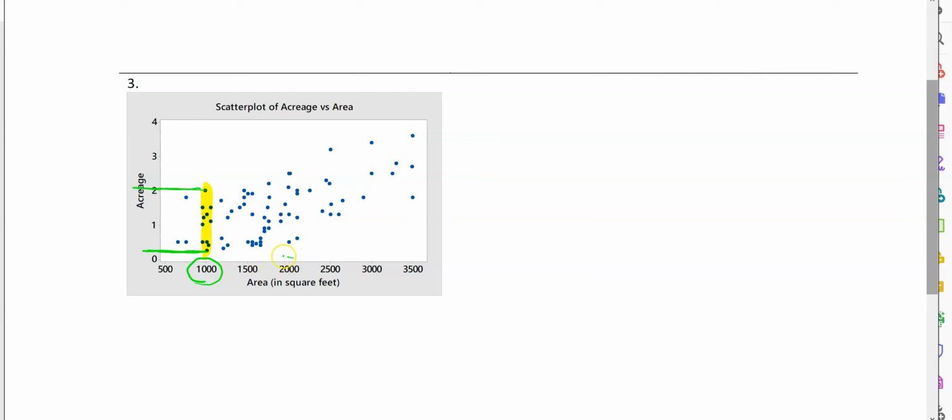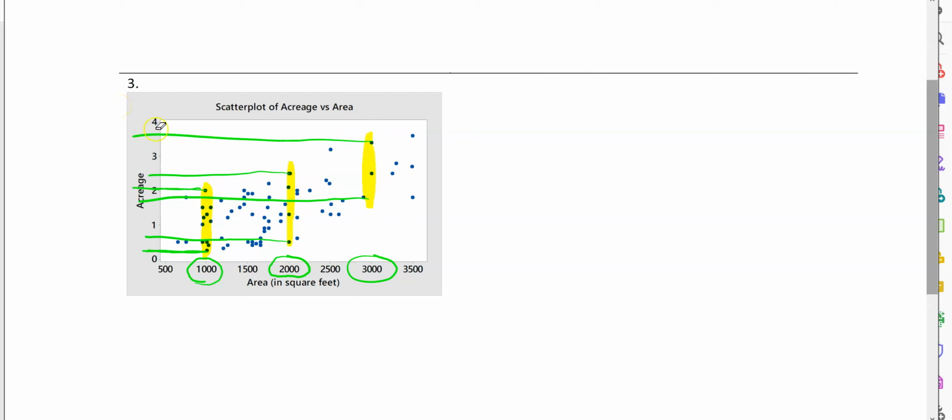But if I increase the square footage of the home, all of these dots are close to 2,000 square feet. I can see that the acreage increased a little bit. So now it's going from like half an acre up to 2.5 acres. And if I increase even more, maybe to 3,000 square feet, so these homes are close to 3,000 square feet, the acreage goes up even more, to just under 2 acres to about 3.5 acres.